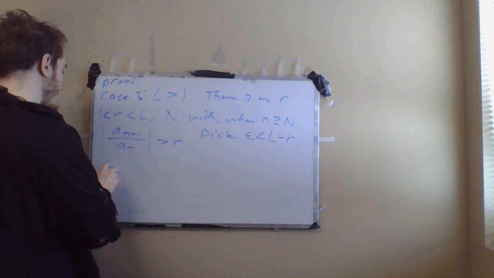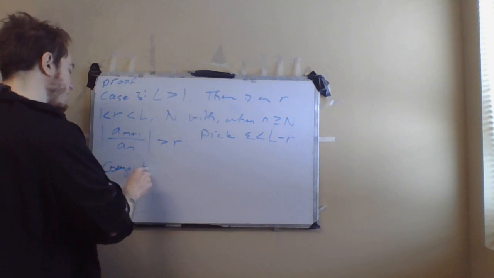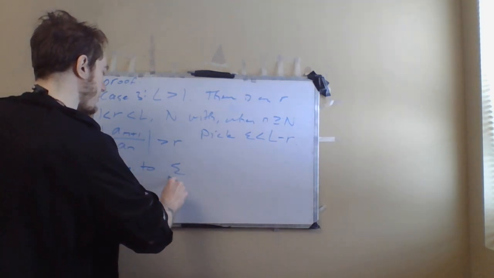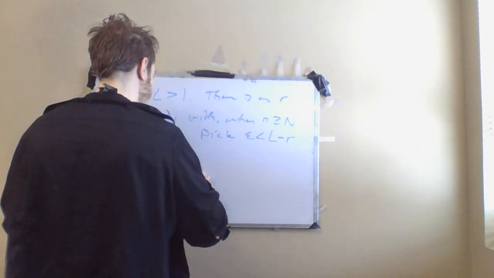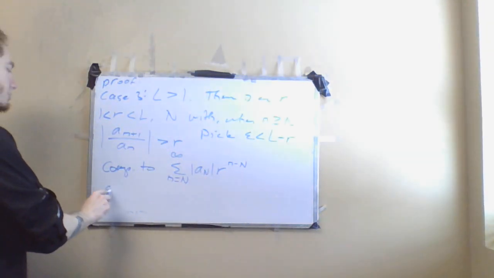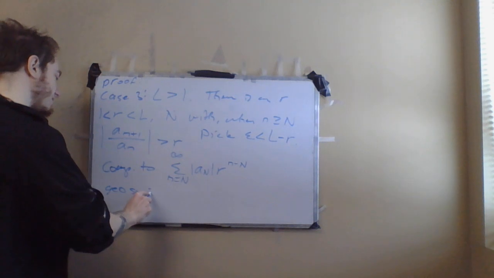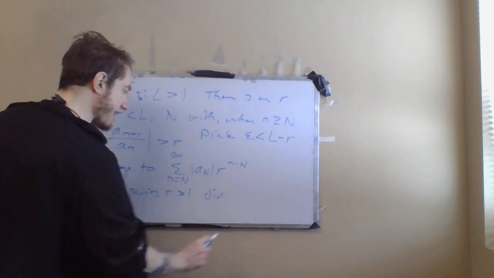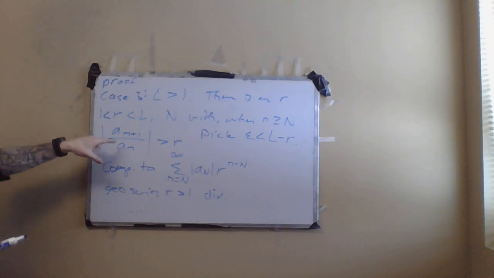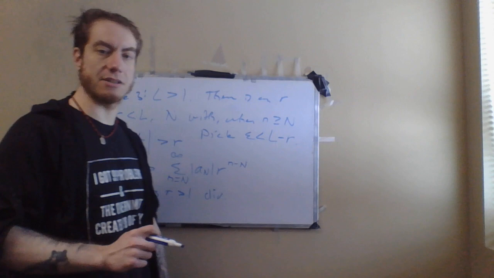So the thing is, we now do a comparison to the sum from n equals capital N to infinity of the absolute value of a sub N times r to the n minus N. This is a geometric series with r bigger than 1, so it diverges. But by the comparison test, that means that our series diverges as well.